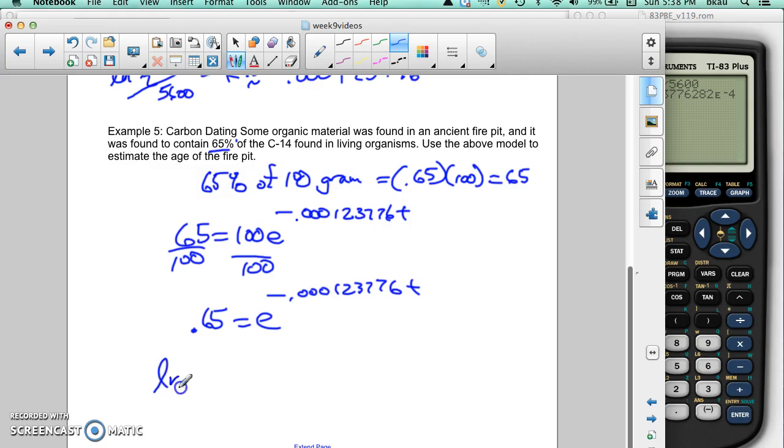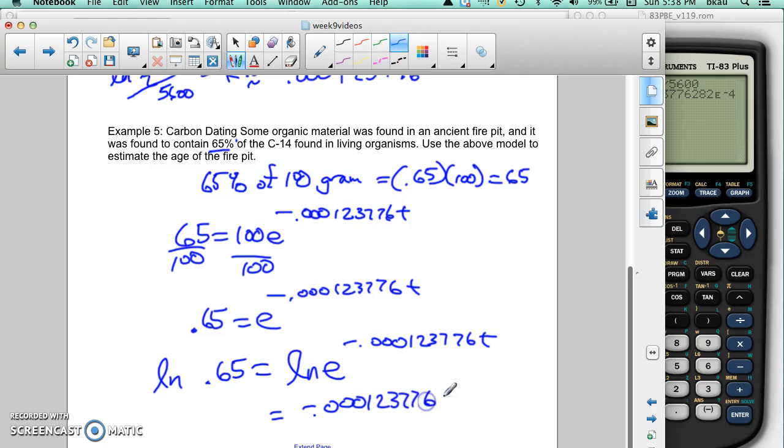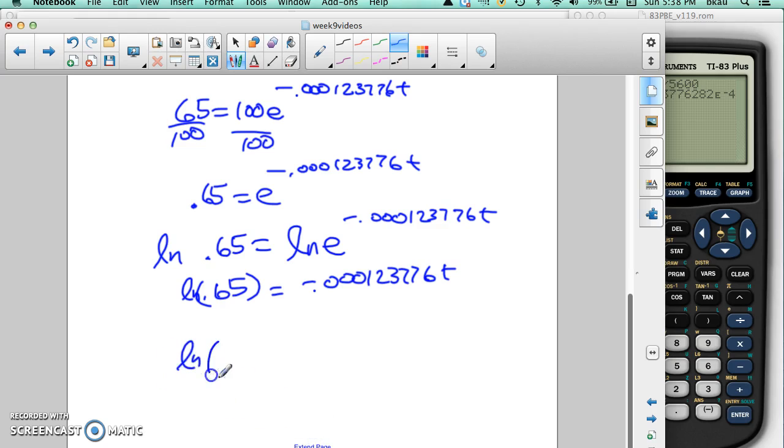So ln on both sides. In the solving process, we want to get rid of that e, so we're going to use the opposite, or the inverse function. I'll remember this decimal and keep writing it down. So in here, we have the inverse, which is going to give us negative 0.000123776 t equals ln 0.65. So we just need to do the division to figure out how long it took to get to 65%.